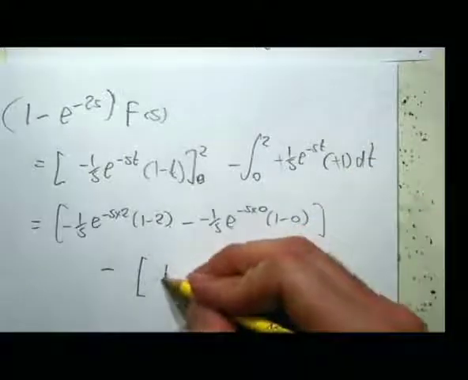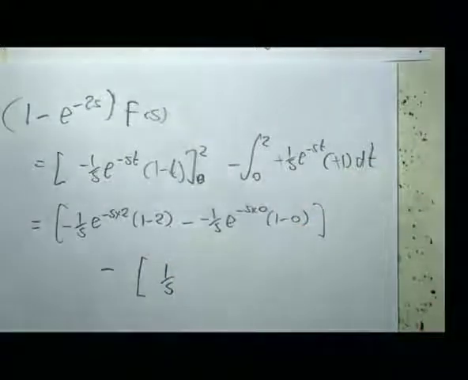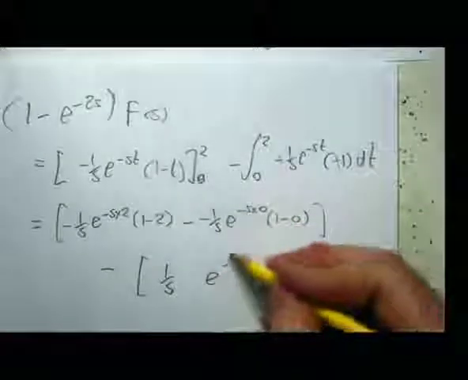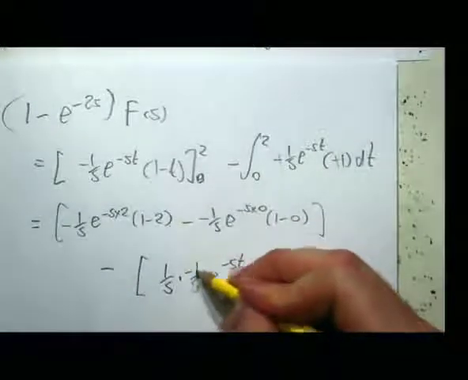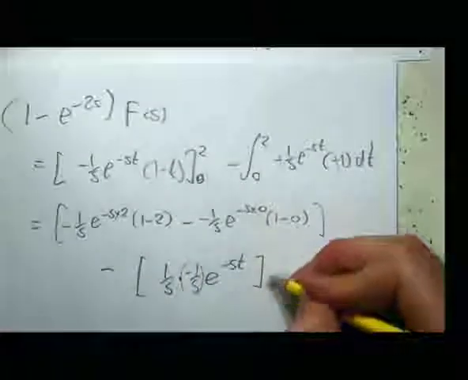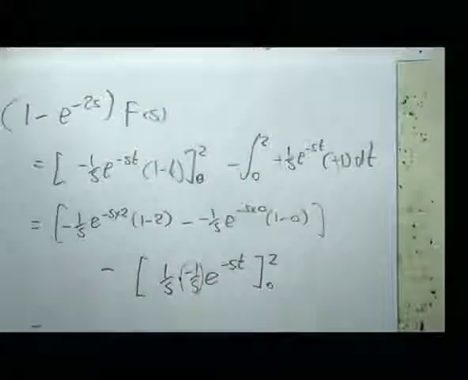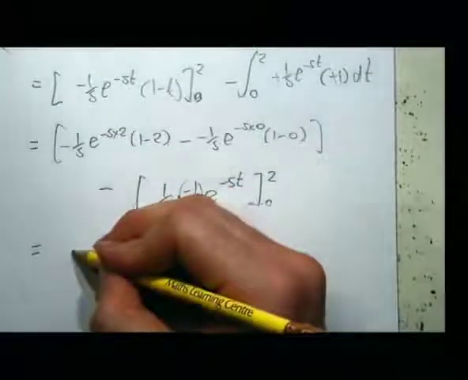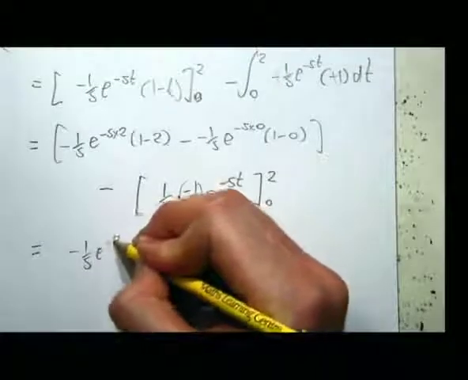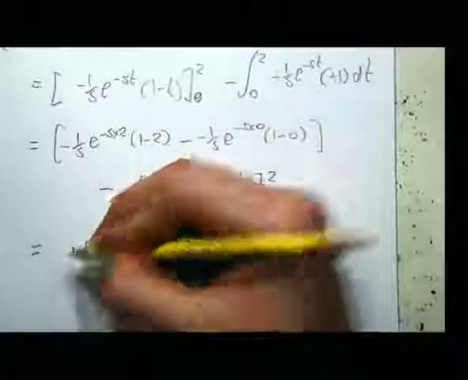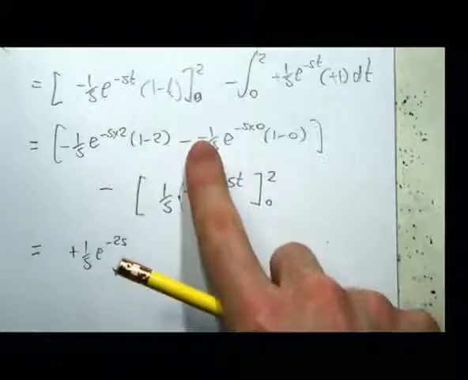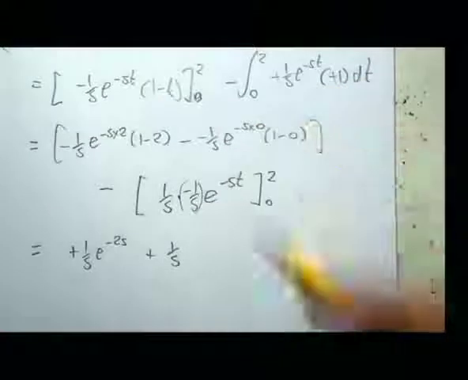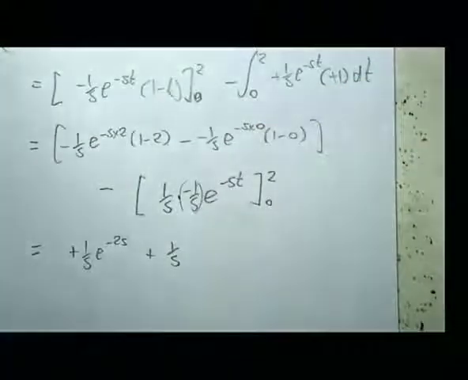So the 1 over s is still there because it's a constant. The integral of e to the minus st is e to the minus st, only I have to divide by this constant. And so I have minus 1 over s e to the minus 2s times minus 1, that's what this bit is. Minus minus, they cancel each other out. And e to the 0 is 1. So that's what I get from there.